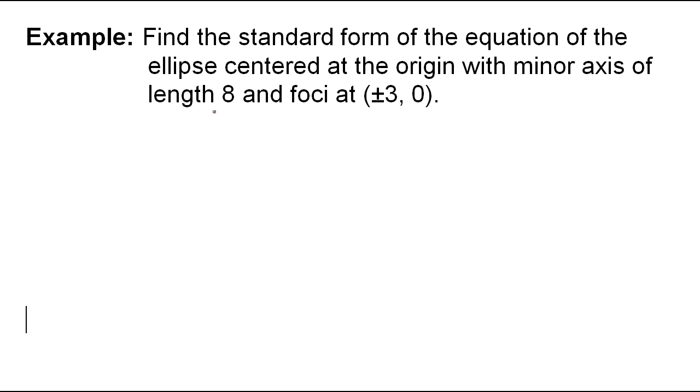Okay, let's look at this example. It says find the standard form of the equation of the ellipse centered at the origin with minor axis of length 8 and the foci are at plus or minus 3, 0. Now the first thing you're going to want to do is sketch a picture of this so you get an idea of what your equation might look like.